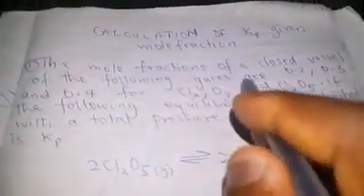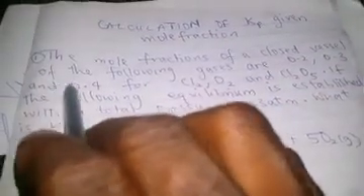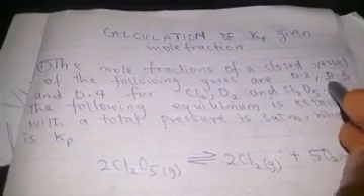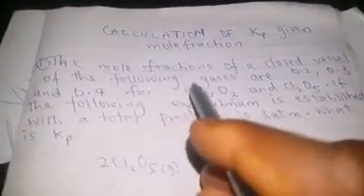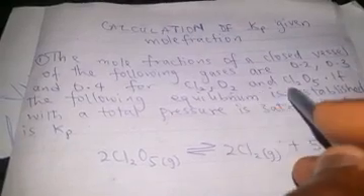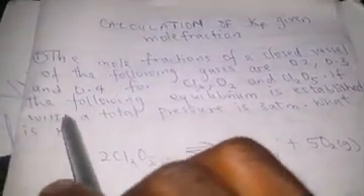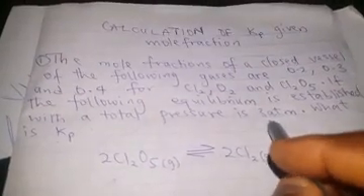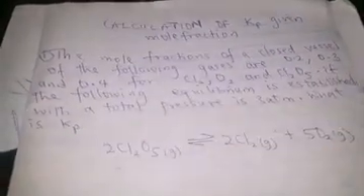The mole fraction of a closed vessel of the following gases are 0.2, 0.3, and 0.4 for chlorine, oxygen, and Cl2O5. If the following equilibrium is established with a total pressure of 3 atm, we are given total pressure. What is Kp? Okay, so that's the equation for the reaction.